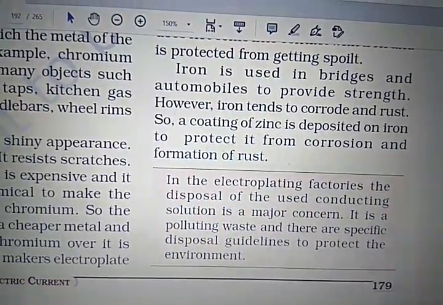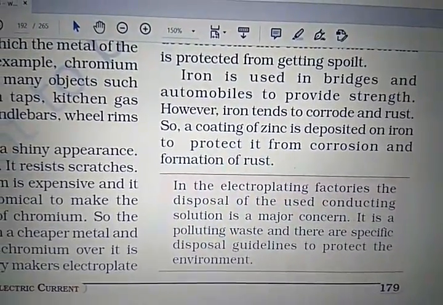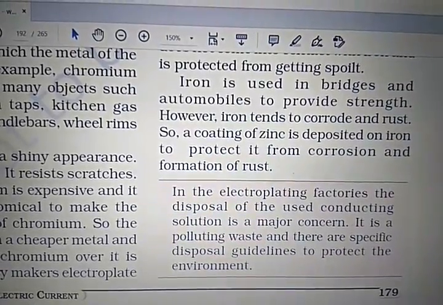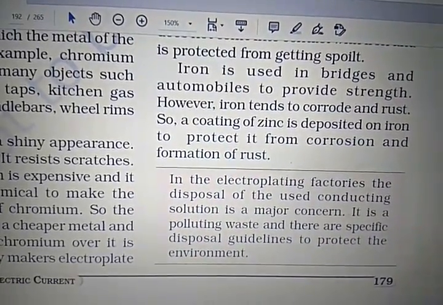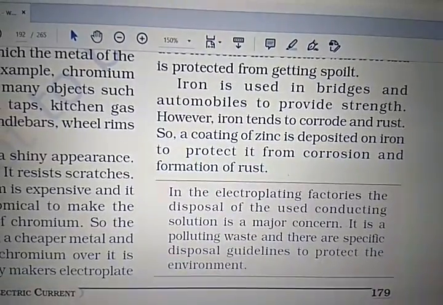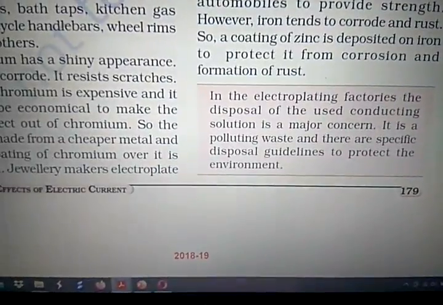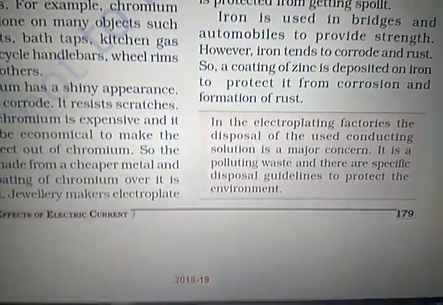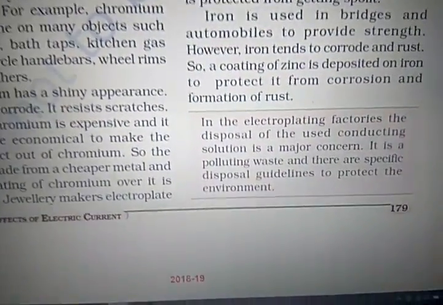So in the electroplating factories the deposit of the used conducting solution is a major concern. It is a pollution waste and there are specific disposal guidelines to protect the environment. So dear students, here is the core of this chapter.